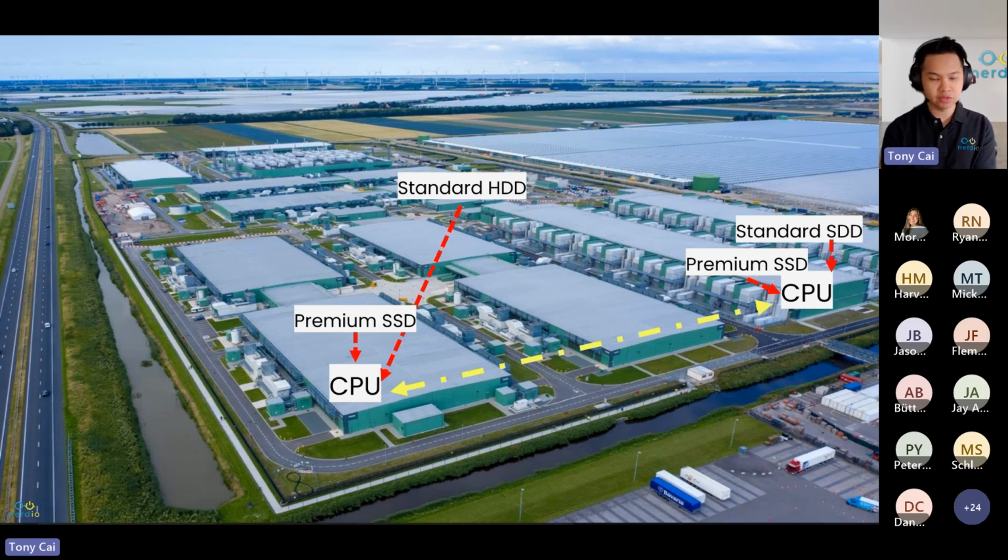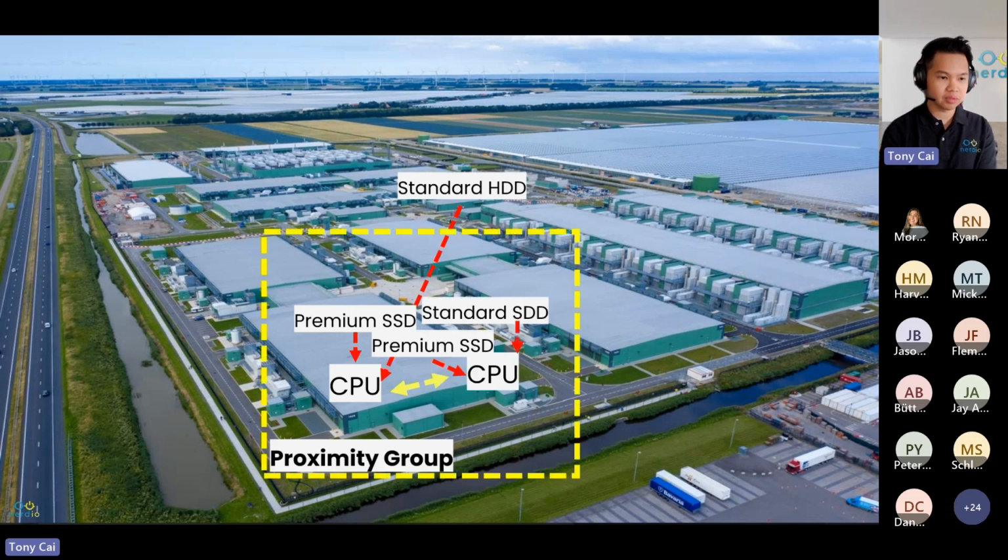Now, there is something you could do about it, right? You can set up what Microsoft calls a proximity group. So a proximity group is physically, you can tell Microsoft to put two VMs closer together in a physical fashion, right? So they'll put it on the same rack if you set up a proximity group. Now, by doing that, you're putting these two machines closer together. So for whatever workload you run in that proximity group, they can perform much faster.